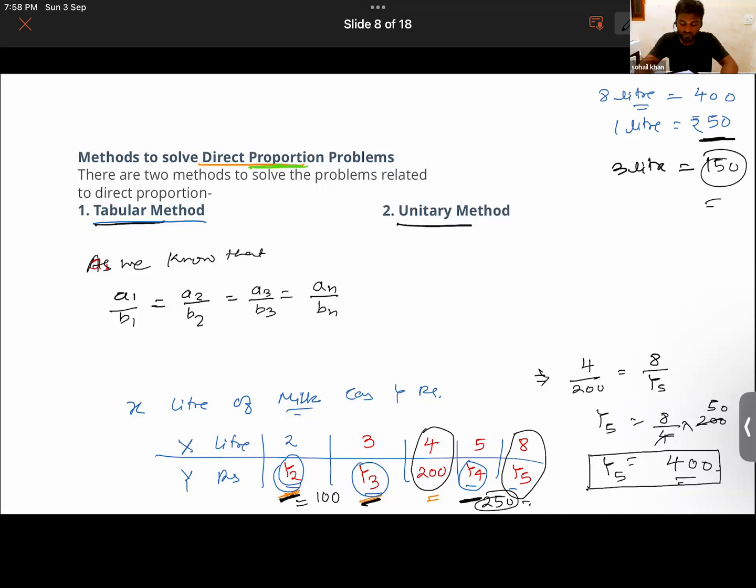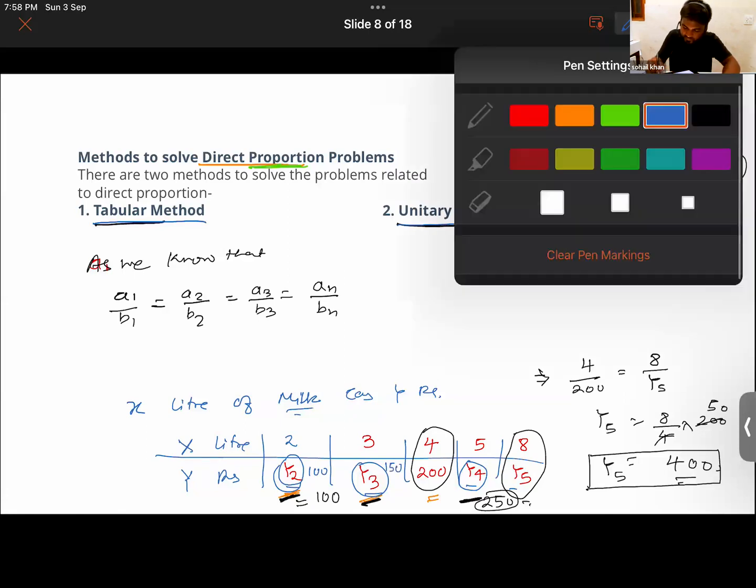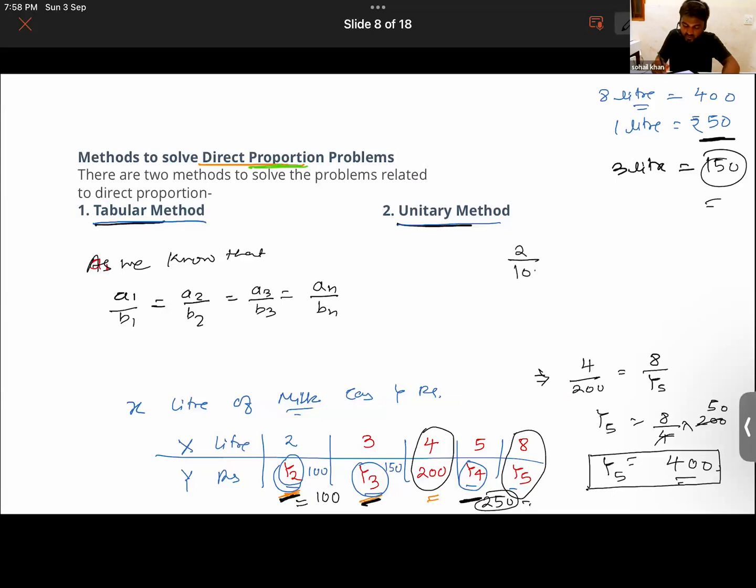So this is how you will be required to solve the questions. I will be giving questions, but let's get to the second concept, the unitary method. And one more thing, guys, if I were to complete this table here, 200 here, for 3 liters it's going to be 150, and here it's 250. So the complete table will look like this: 2 upon 100 equals 3 upon 150 equals 4 upon 200 equals 5 upon 250 equals 8 upon 400.